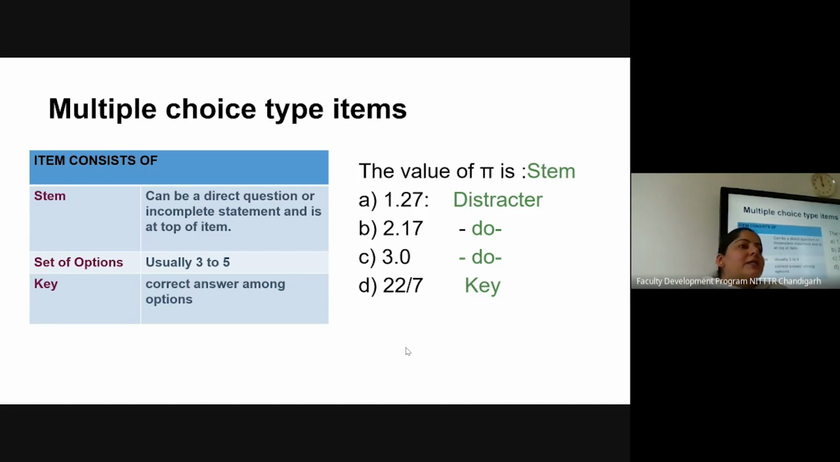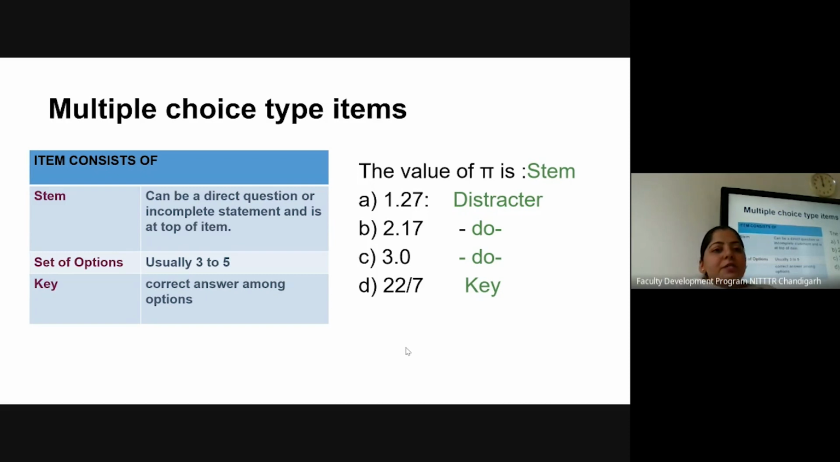The key is the correct answer among the different options. For example, the value of pi is the stem, 1.27, 2.17, 3 are distractors, and 22/7 is the key. There is again a problem in this particular example. The problem is 22 by 7. So there can be chances that the student is going to take a hint that this option looks a little different to me, and chances are that this will be the correct statement. So if I am giving the answer in decibels, then it needs to be in decibels only. Hints need to be avoided by the teacher when they are writing multiple choice items.